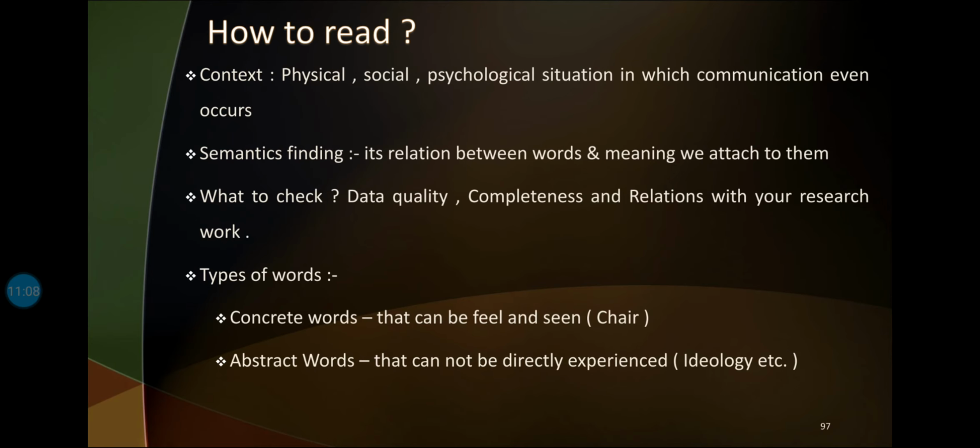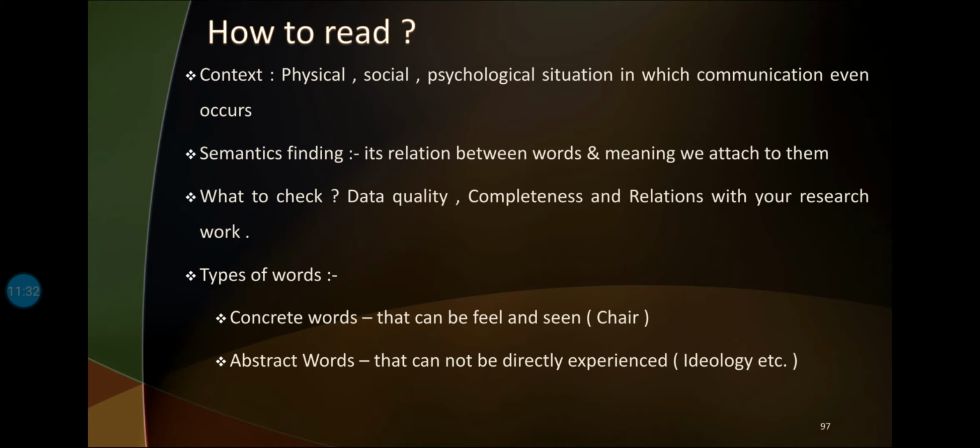Context: you should check the context of your data. Physical, social, and psychological situation in which communication occurs. Semantics: it means the relation between the word and the meaning we attach to it. What to check? You should check the data quality, completeness, and relation with your research work.